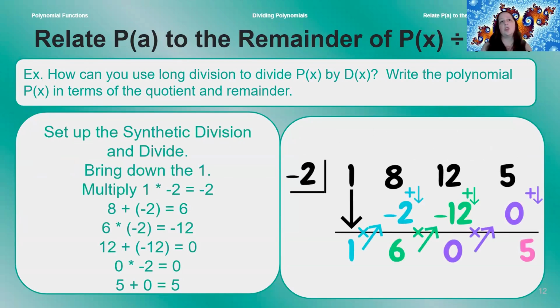You can either use long division or synthetic division. Either will work. It'll get you the same answer. Okay, that negative 2 is on the outside. Okay, I bring down my 1. Negative 2 times 1 gives me negative 2. 8 plus negative 2 gives me 6. 6 times negative 2 gives me negative 12. 12 plus negative 12 is 0. 0 times negative 2 is 0. 5 plus 0 is 5. Okay, so I'm going to have a remainder of 5.